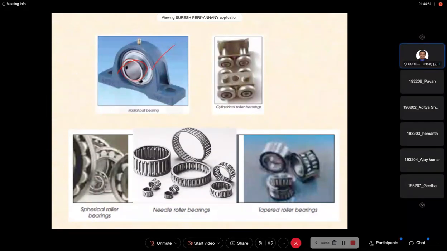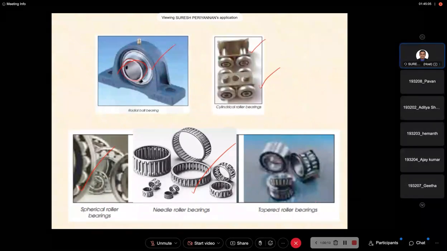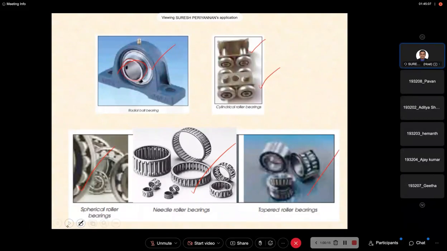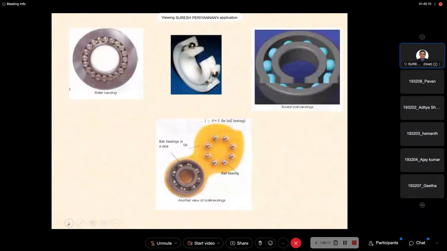This is the cylindrical roller bearing, which we use even in our cycle chain. Then this is the spherical roller bearing, this is the needle roller bearing, and this is the tapered roller bearing. These are the types of bearings.